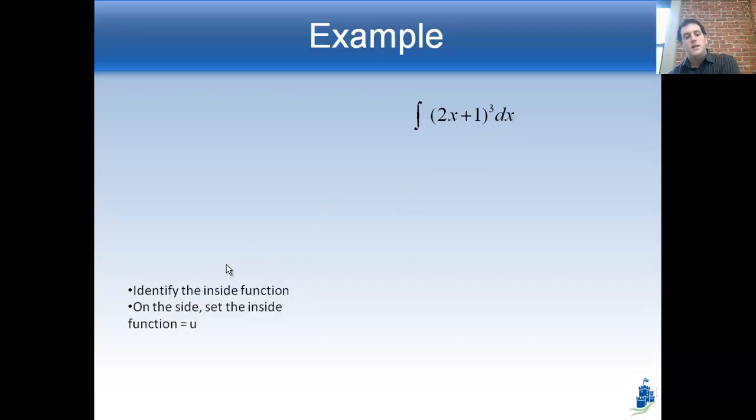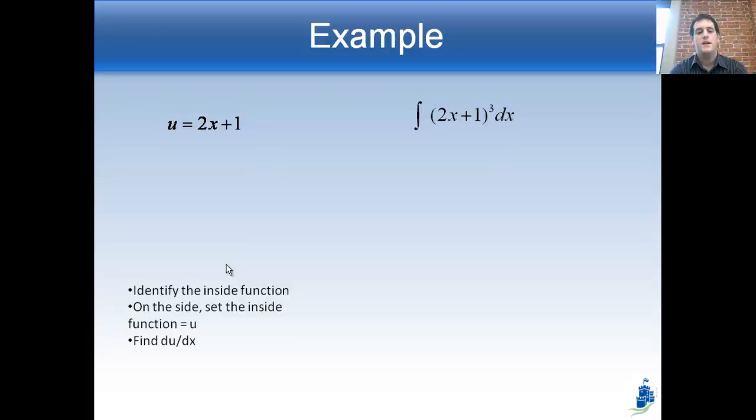On the side of your page, set the inside function equal to u. That one's easy. You just write u equals the inside function. So in this case, we have u equals 2x plus 1. And so again, we've selected the inside function, it's 2x plus 1, and we set it equal to u on the side. Next step.